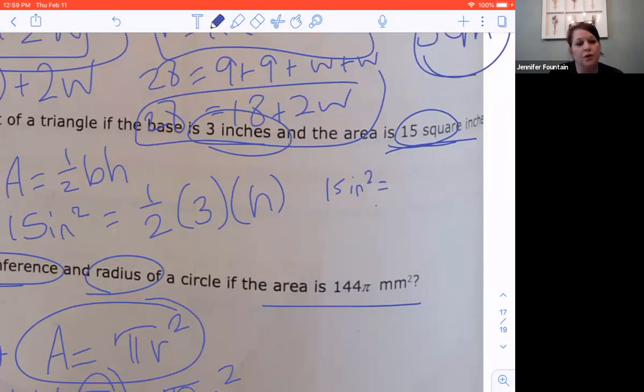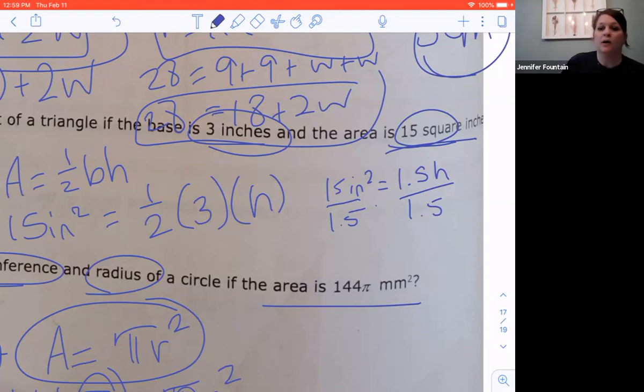All right, so what I'm going to do first is I'm going to say, what is half of 3? All right, I'm going to go ahead and change that to a decimal, and that's going to be 1 1/2. 1 1/2 is half of 3, so I have 1 1/2 times h. So that means I can divide by 1 1/2 on each side. Okay, so 15 divided by 1 1/2.